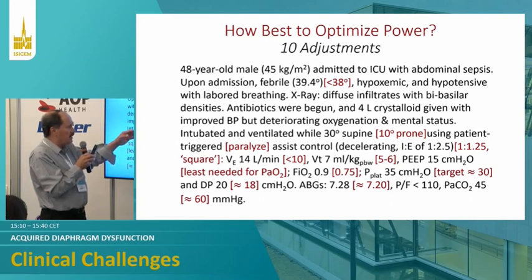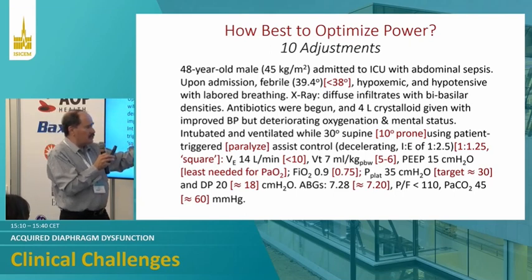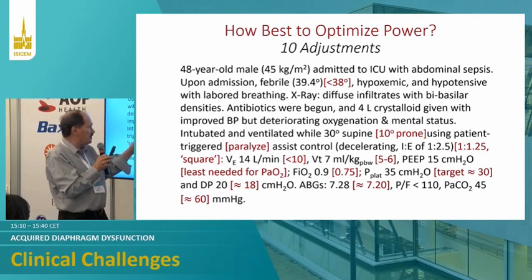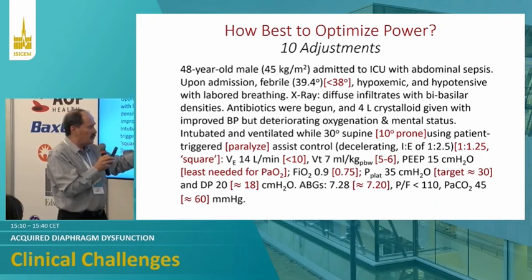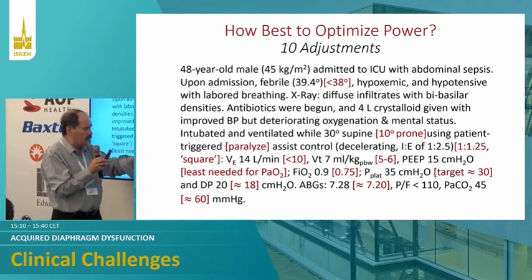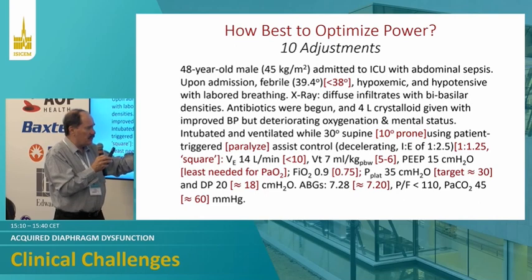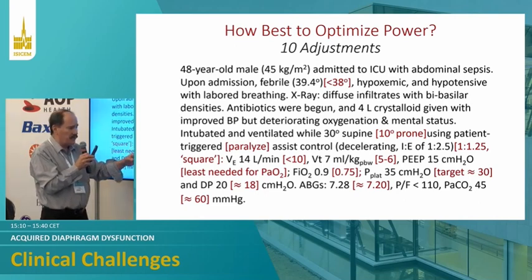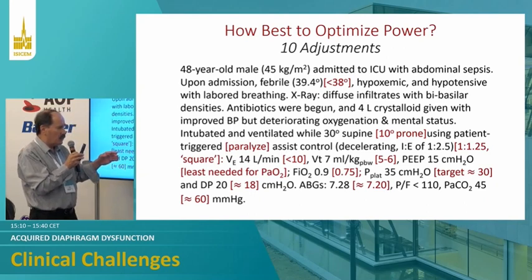Blood pressure's okay, oxygenation deteriorated. Well, he's 30 degrees supine. I would put him in the prone position using patient-triggered, paralyzed, not assist control, but controlled ventilation at this point. Decelerating with an I:E ratio not of 1 to 2.5, but 1 to 1.25 if I can, something closer to 1 to 1. A square wave profile, probably in preference to a decelerating profile of the flow.